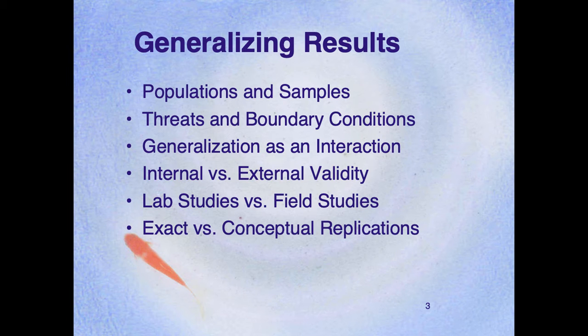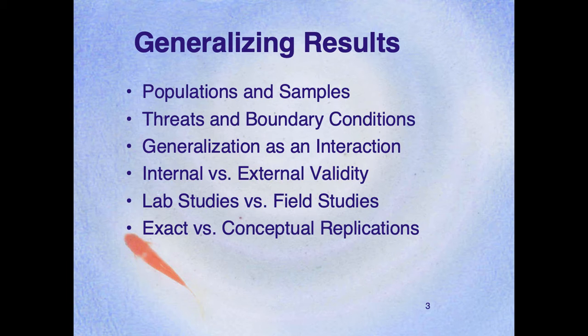So we'll talk about a few of these elements today, how populations and samples relate to this, and we've talked about this before, as well as threats and boundary conditions. We've discussed this with interactions and things like that that we'll go over a little bit, and describe generalization as an interaction between, let's say, people as the dictating variable or the moderator, and we'll see how the IV-DV relationship changes depending on the types of people or how you look at those people.